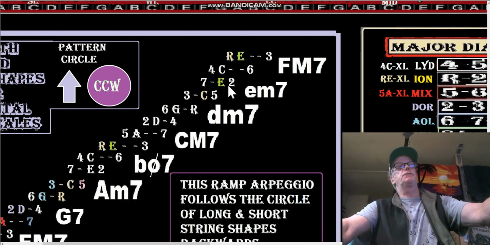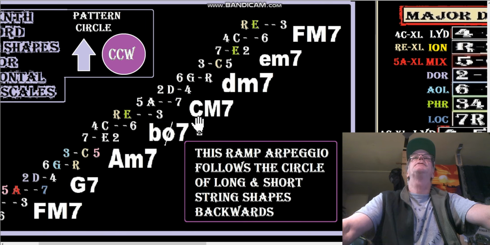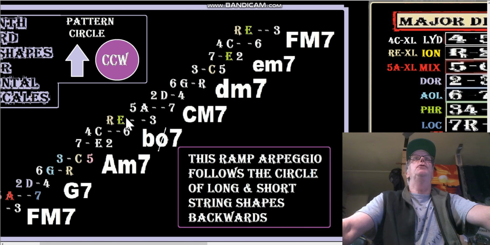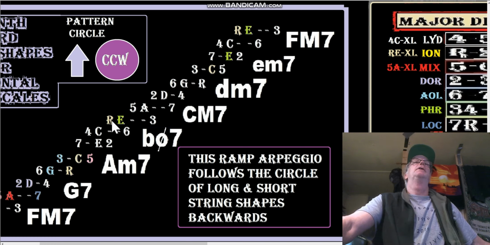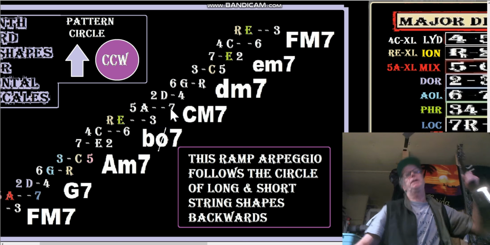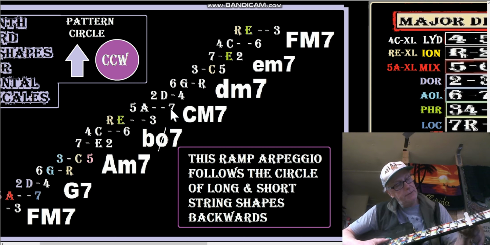C major 7th to D minor 7th. Okay, so we've got C major 7th here, which is root 3 5 7 to D minor 7th, which is 2 4 6 root. Root 3 5 7. Now let's look at those string shapes. Root 3 doesn't go to 5 7. Okay, when we're building a diatonic scale, root to 3.